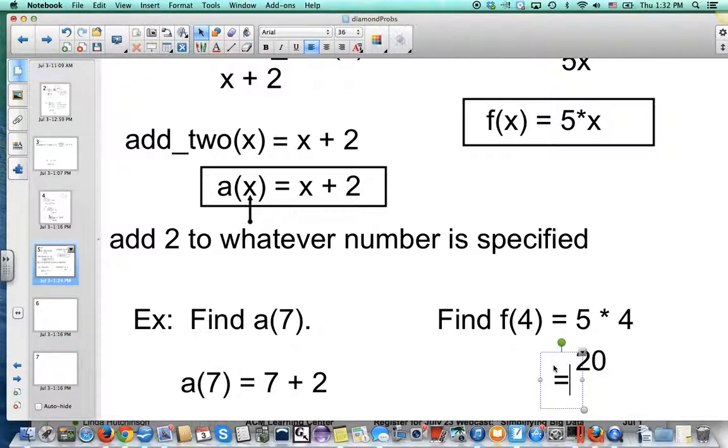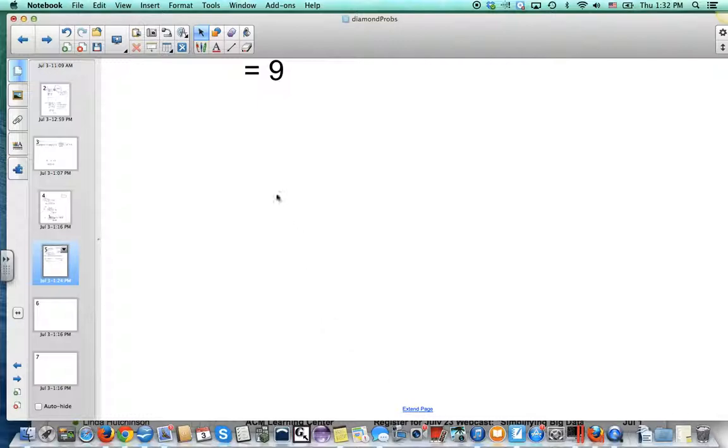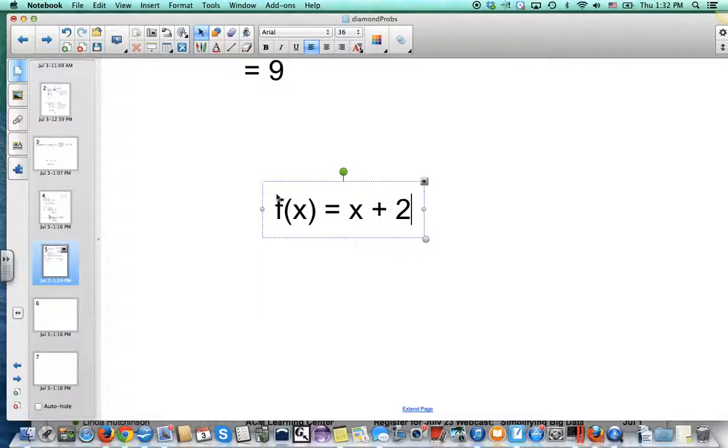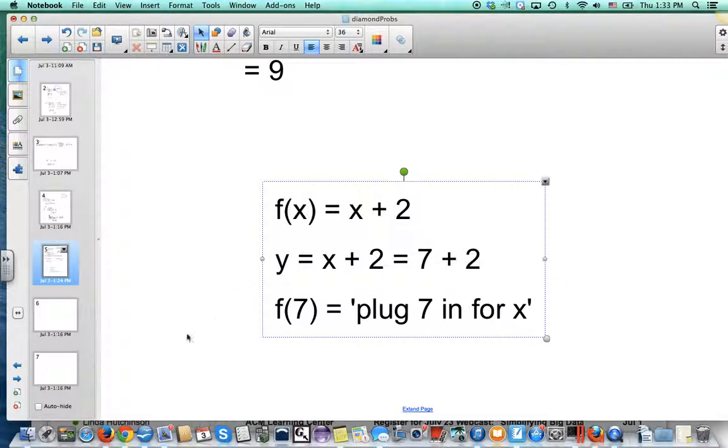And that's how you use function notation. It's just a different way of writing things. Some people say that it's another way of writing y. So if you don't like that explanation, if I say f of x equals x plus 2, that's the same as saying y equals x plus 2. But when I ask you to find f of 7, it means to plug 7 in for x. And so it would mean the same thing, 7 plus 2.